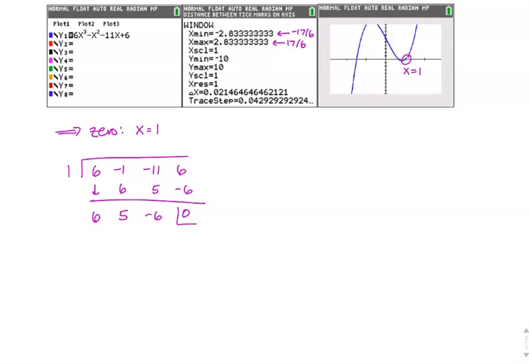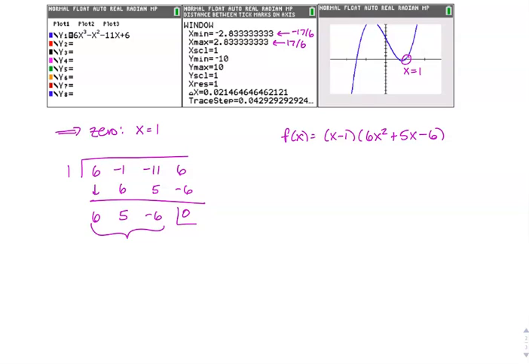And what we have found is our original function. Since we were dividing out the 0 with x equals 1, the factor that goes with that is x minus 1. And then now the quotient that came out of our synthetic division gives us 6x squared plus 5x minus 6. So we know that one of the zeros of our function is x equals 1. The others appear to be some kind of fractional values or something in between those integers.